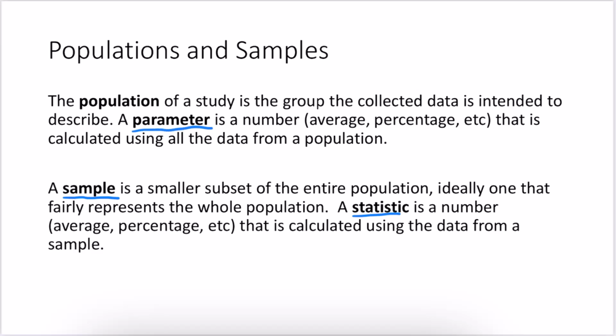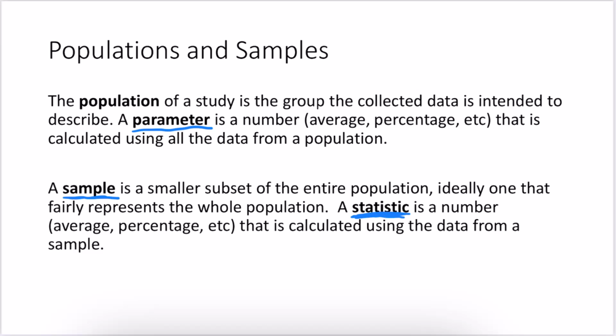So let's say, for example, we wanted to calculate the average height of SUU students. If I wanted to do that, I could go around and measure every single SUU student and find all of their heights, but that would take forever. So what I would do instead is find a sample of SUU students that represents the entire population pretty fairly. Then I would measure the heights of those students and find their average height. When I calculate that average, that would be my statistic.